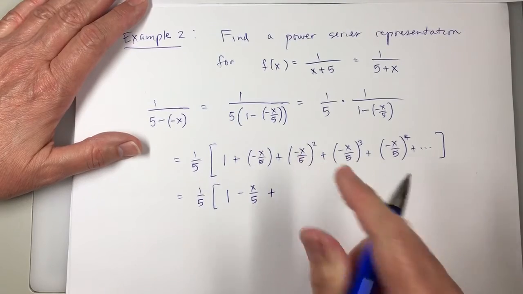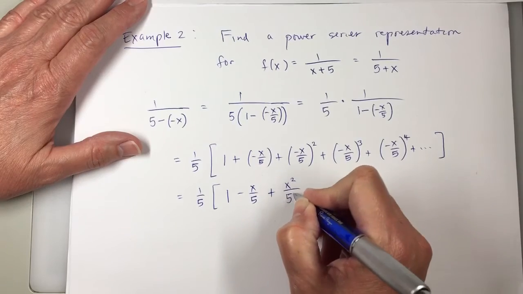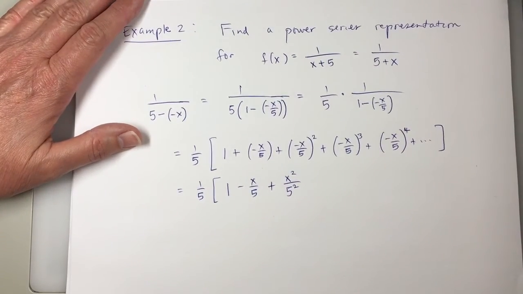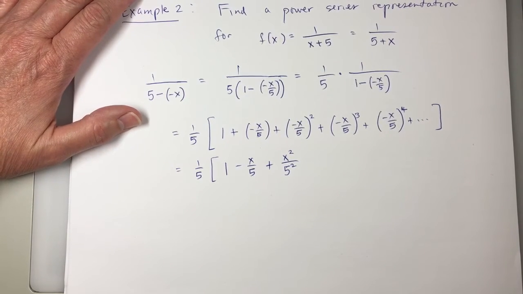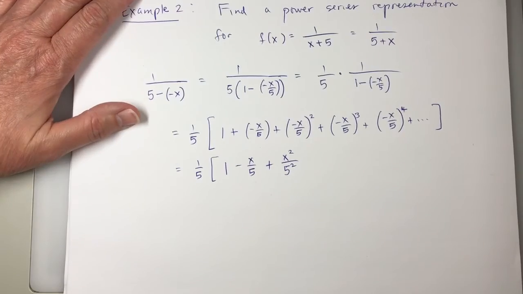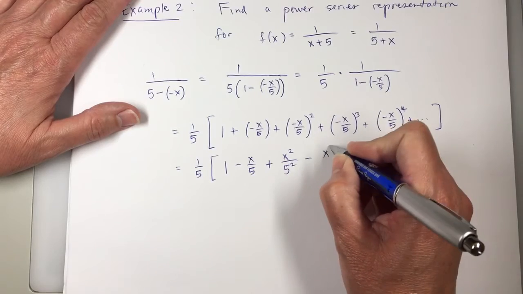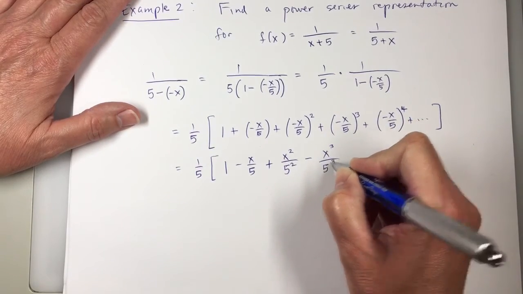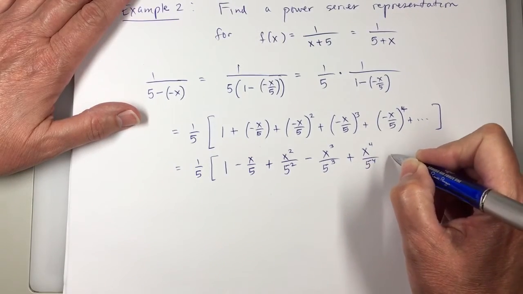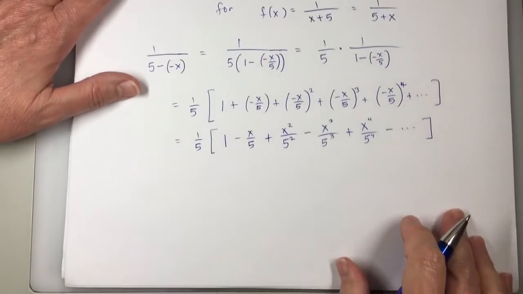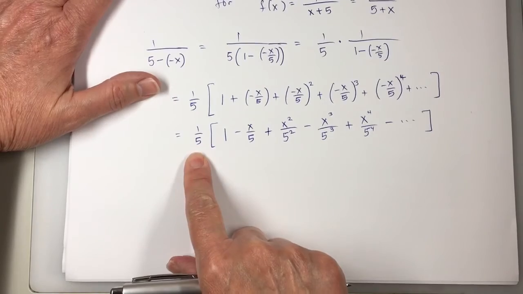Now I'm just going to write this as x squared over 5 squared. I'm tempted to write 25, but if I write 25, 125, 625, I might lose track in my head about how I got that. Next term's negative. Minus x cubed over 5 cubed. Next one's positive, plus x to the 4th over 5 to the 4th. And I could distribute 1/5, but I'm not going to do that yet.